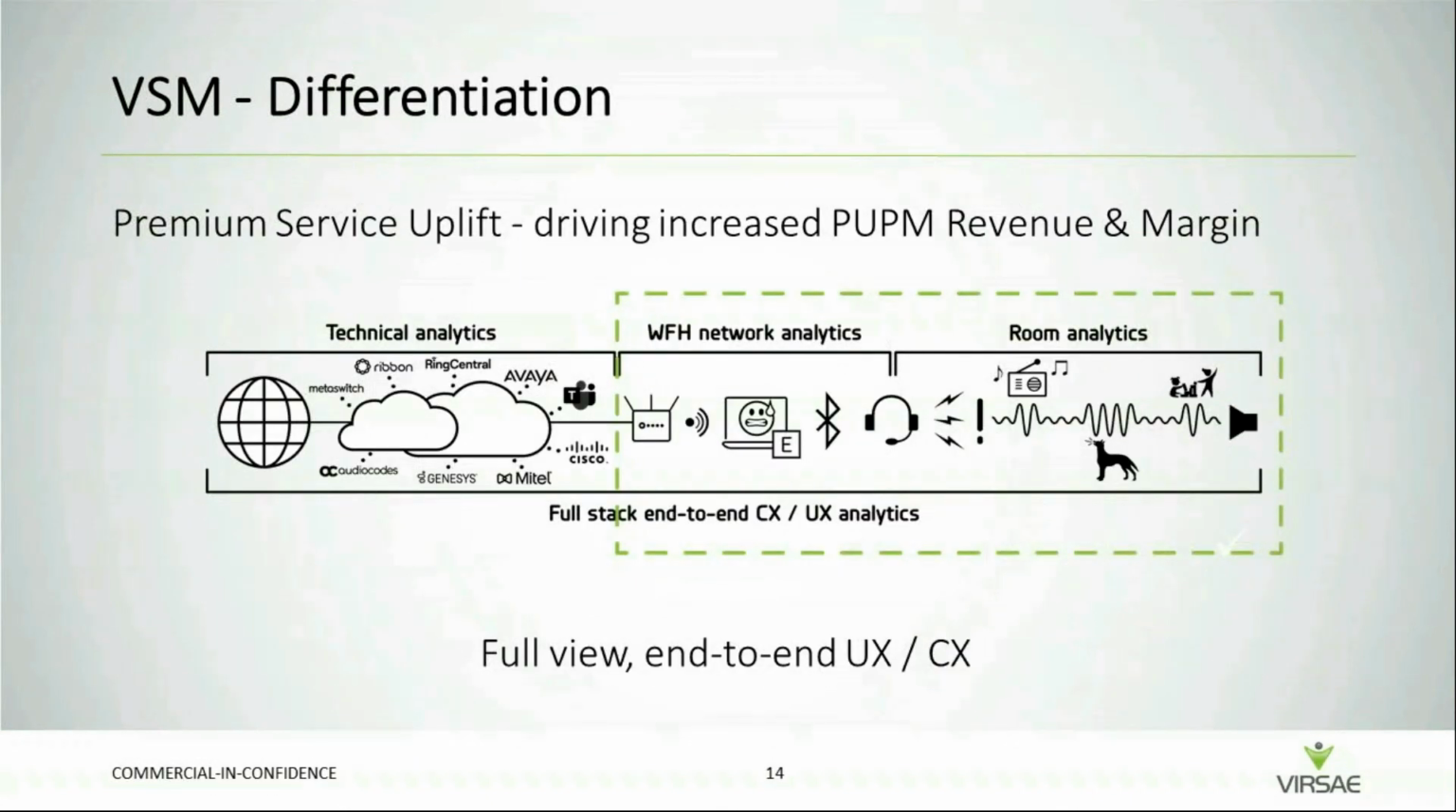I'm an MSP. I want more revenue. How does Virsae Service Management produce higher MSP revenue? I think the key on this particular point is that differentiation now over and above cloud delivered solutions is key for an MSP. What makes your delivery of Teams or RingCentral or Genesys different to the competition? The cloud is delivered by the vendor. How do you increase your differentiation and increase your revenue?